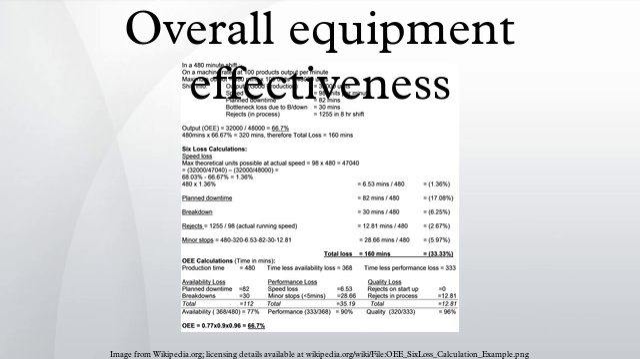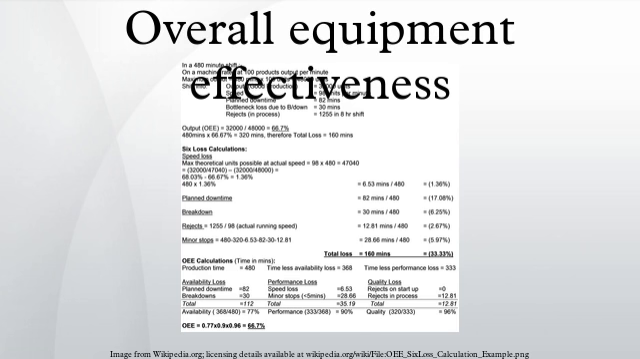The performance metric does not penalize for quality. Time to produce parts equals 242 units times 1.5 minutes per unit, which equals 363 minutes. Performance equals 363 minutes divided by 390 minutes, which equals 93.0%.